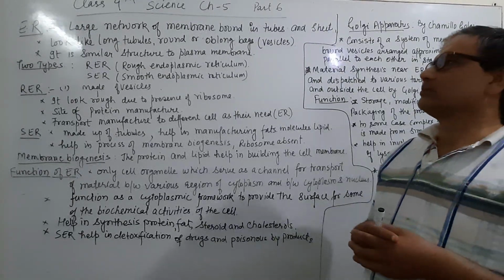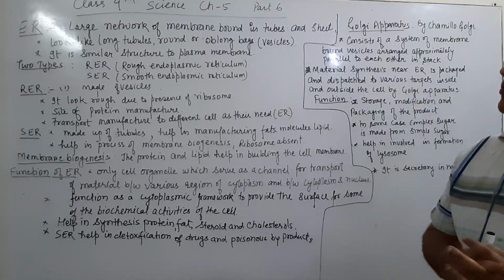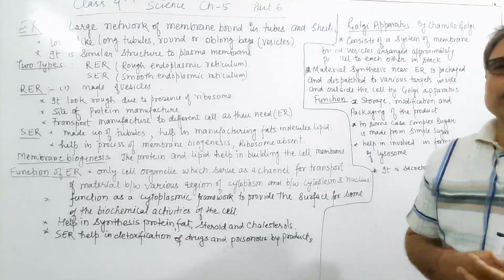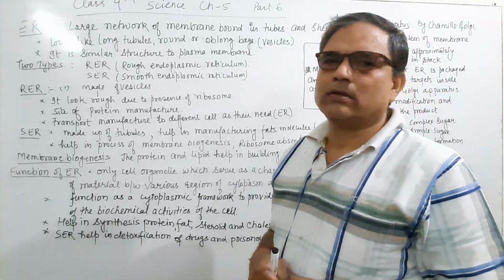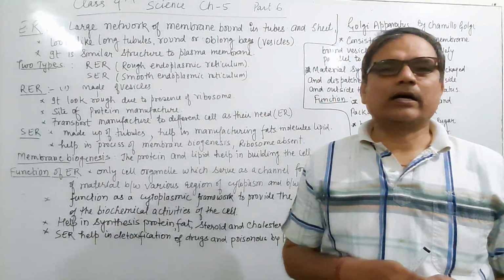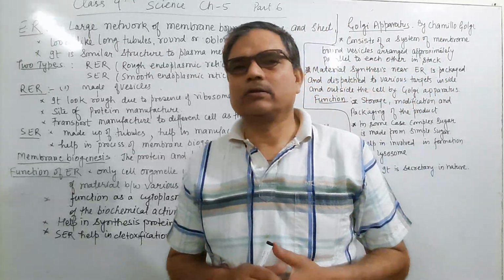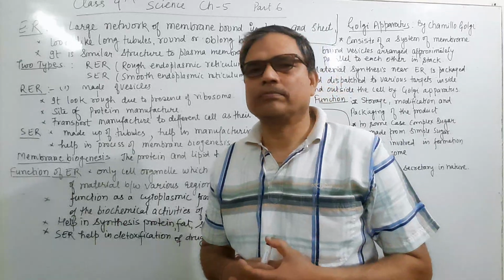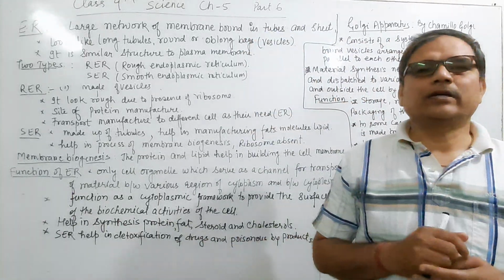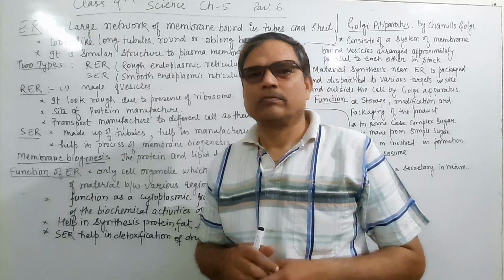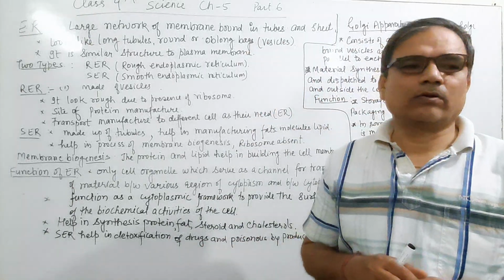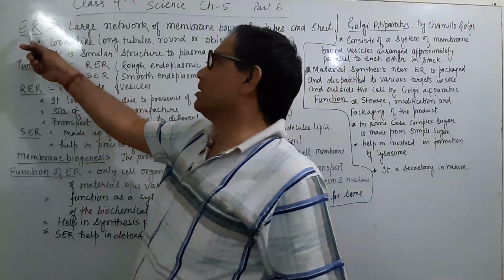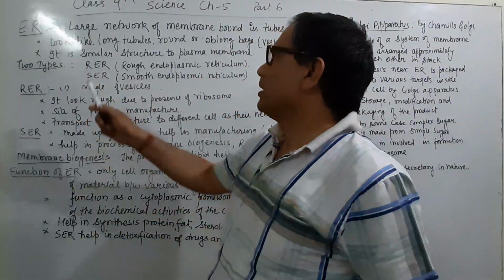Today we will start class 9 science chapter 5 part 6. The chapter name is Fundamental Unit of Life, and today we will discuss the first cell organelles, the endoplasmic reticulum and the Golgi apparatus. The endoplasmic reticulum is a cell organelle present in the cytoplasm, and the short form of endoplasmic reticulum is ER.